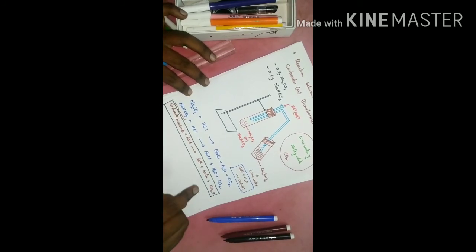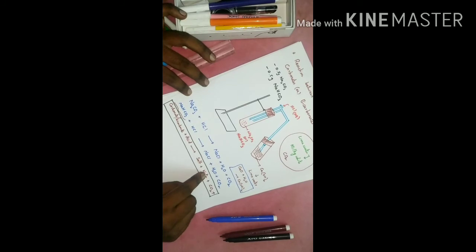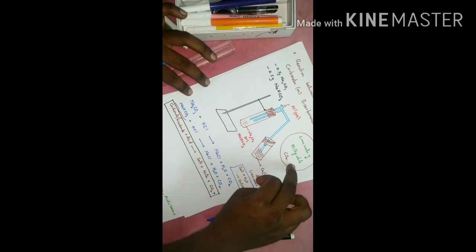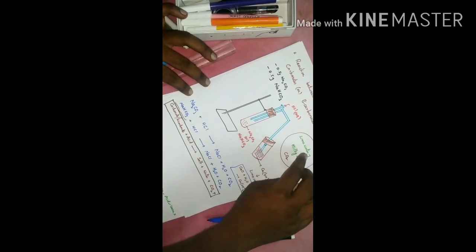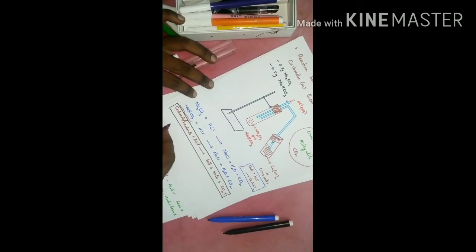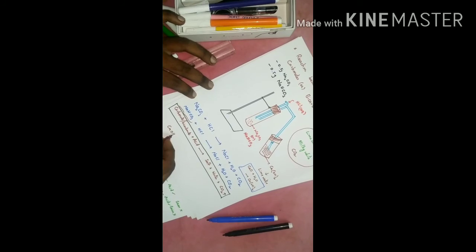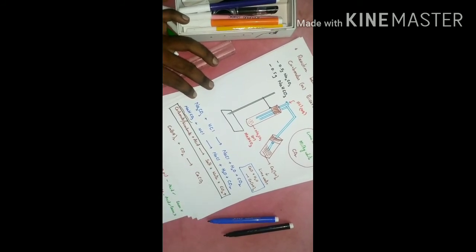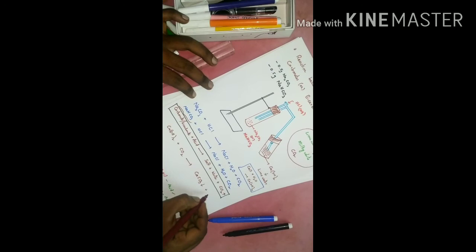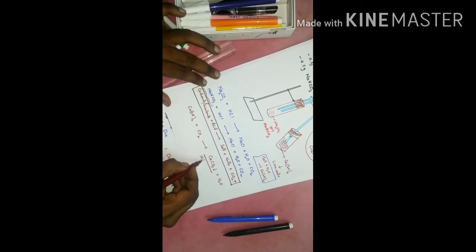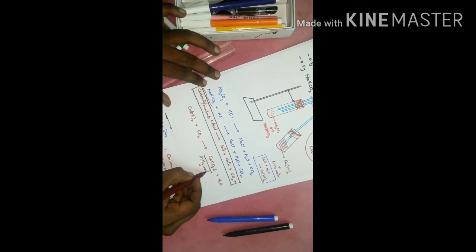How do you confirm that it is carbon dioxide gas? Carbon dioxide gas can convert the lime water into milky white. What is lime water? Lime water is calcium hydroxide. How does the reaction take place here? Now see, when calcium hydroxide is added to carbon dioxide, then you'll get CaCO3, calcium carbonate, a precipitate, and H2O. Calcium carbonate is a milky white color.